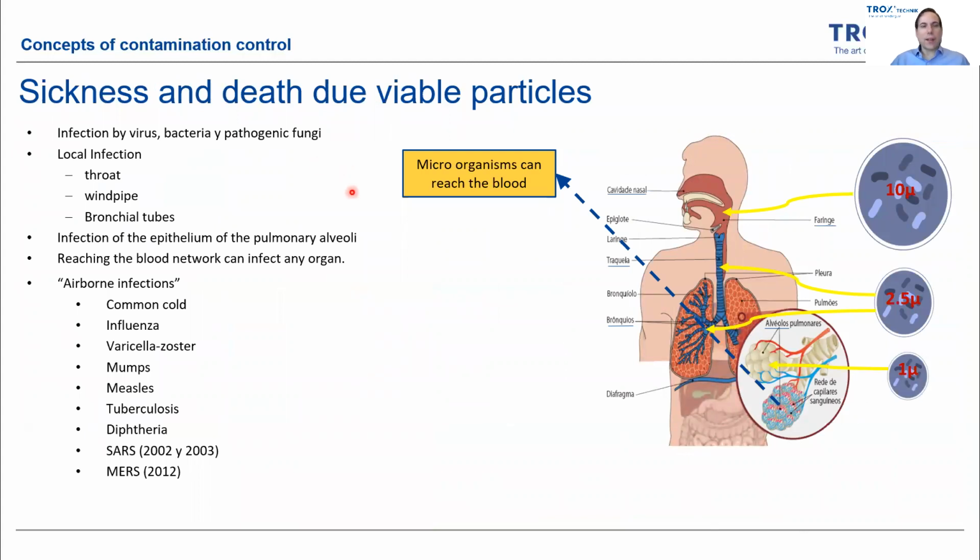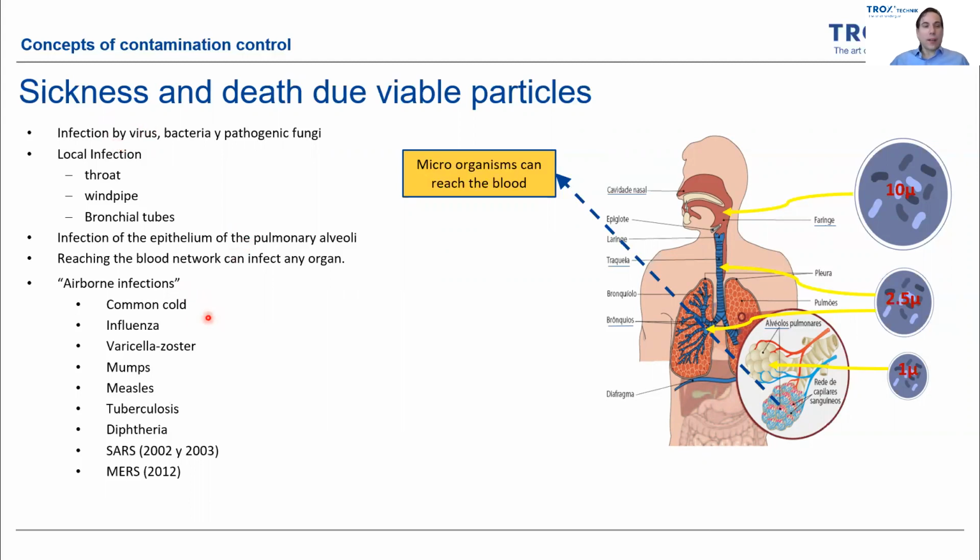And yeah, why are these viable particles bad? Because some of them generate sickness, and some of them are airborne. That means they go in these aerosols and they're floating in the air and they are transmitted by the air. Then there's no need of contact between contaminated person and non-contaminated person.